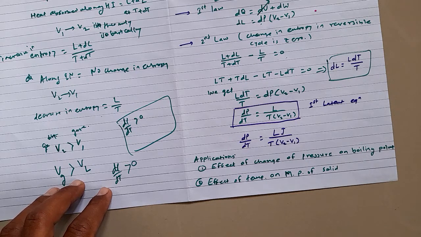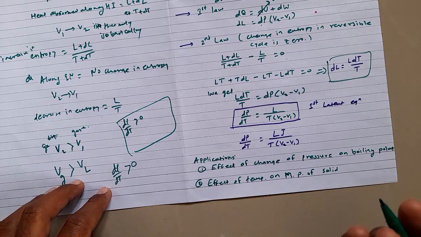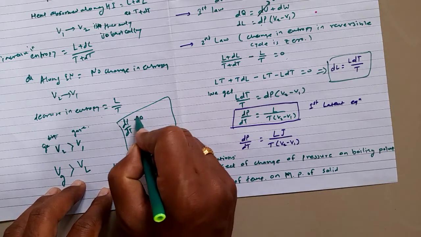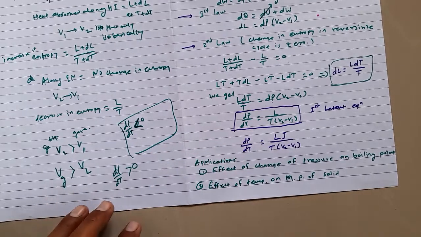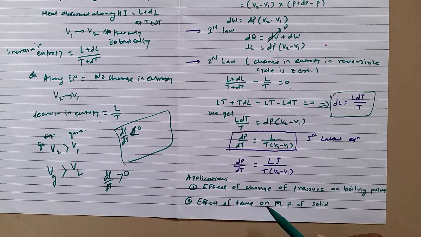On the other hand, for a substance which contracts on melting, the volume of the liquid is less than the volume of the solid. In such cases, dP by dT is always less than 0, or this becomes a negative quantity. So the melting point decreases with increase in the pressure, such as ice, which contracts on melting. So this is the first Clapeyron's latent heat equation.